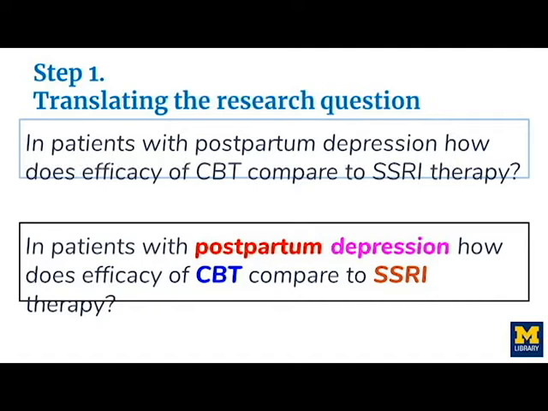So what I've done here is I've colored the concepts. In red, I have the concept of postpartum. That's one of my search terms. Once you develop the question, then you think about the search terms that you can develop from those. In the purple pinkish color, we have depression. In blue, we have cognitive behavioral therapy. And then we have SSRI therapy in orange. That's orange, not red. Sorry.